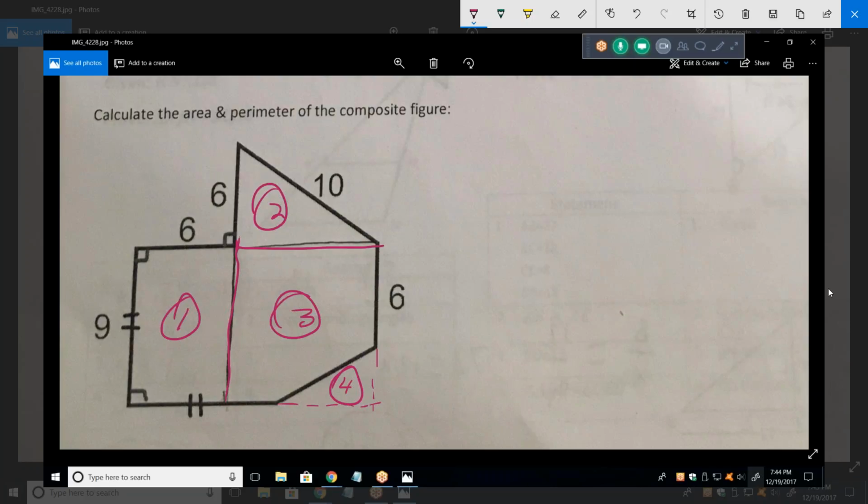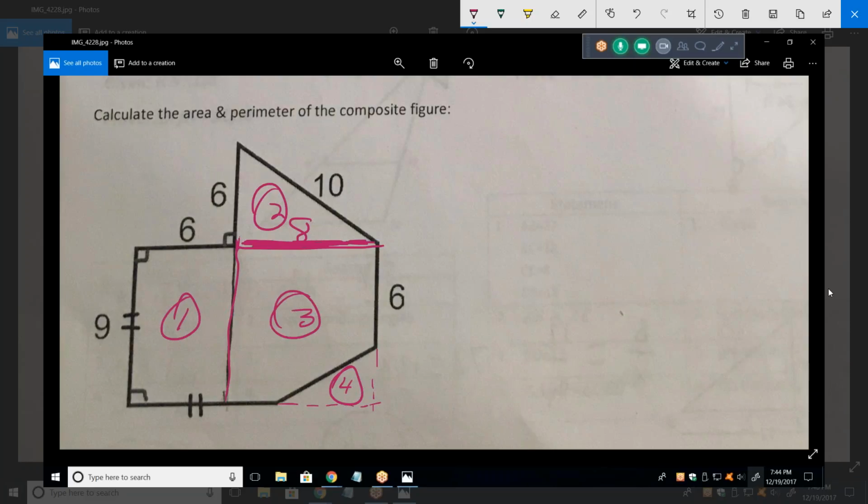The base. What is this measurement right here? Should we use the Pythagorean theorem? You could, but like I said, learn to recognize a 3, 4, 5 triangle. So it would be 8. So we know everything to know about triangle 2, and we know everything to know about rectangle 1.